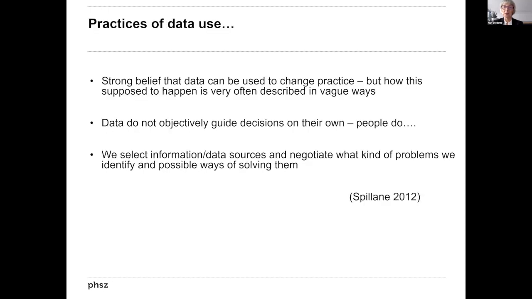So when it comes to data use, since 2000, this belief has grown stronger that data can be used to change practice. But when we look at the education policies in various countries, how this is supposed to happen, how to use data is very often described in vague ways.